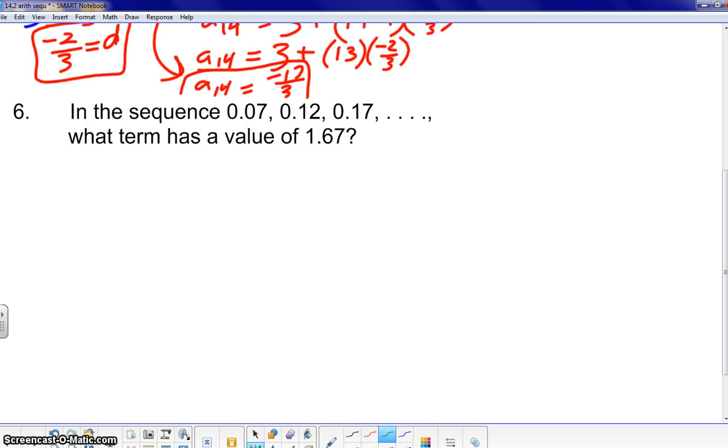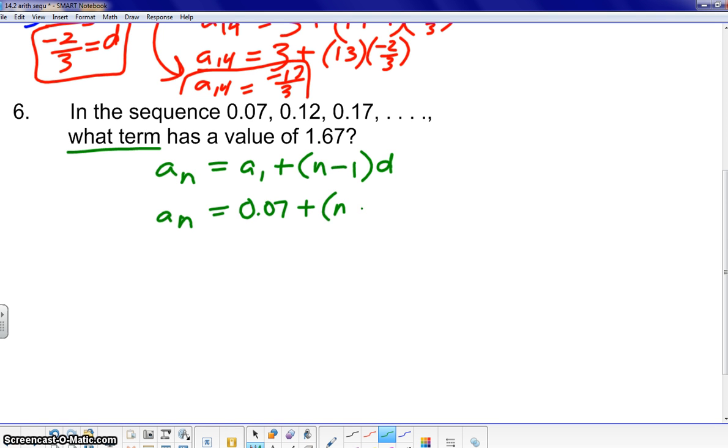Okay, you can use the formula again for this, but we're going to use it in a little bit different way because they're asking the question in reverse. It's asking you what is the term. So this is going to have to be left open for a second. We know the first term plus n minus 1 and then d. Okay, do we know what the common difference is? Yes, because we did this 2 times ago. So I'm going to go ahead and replace that with 0.05.